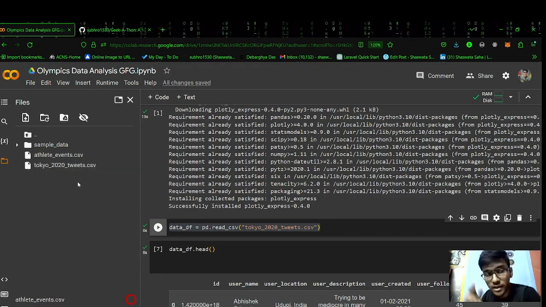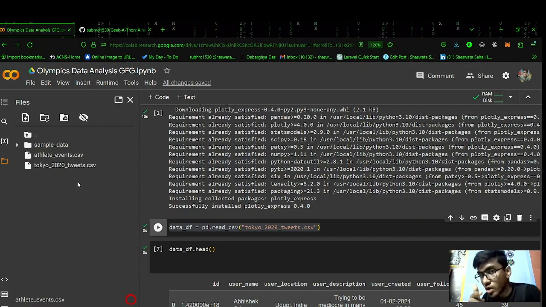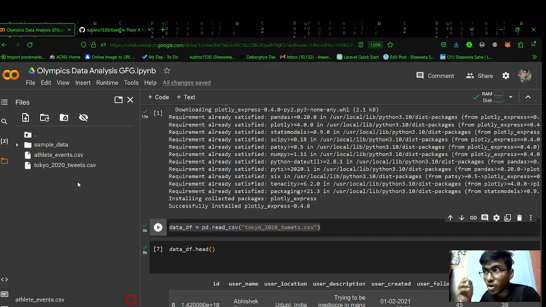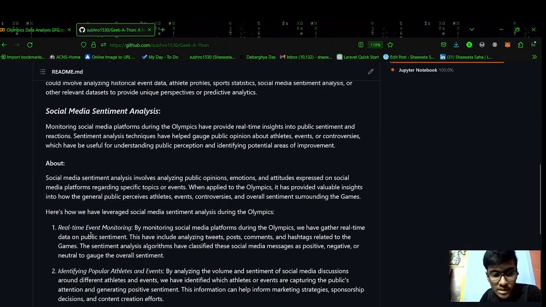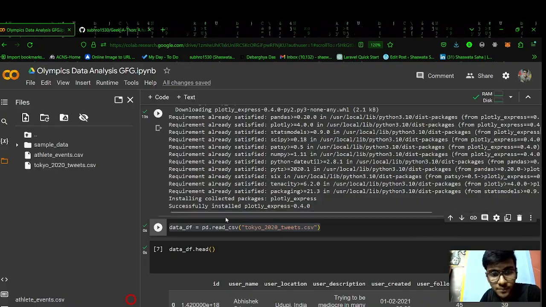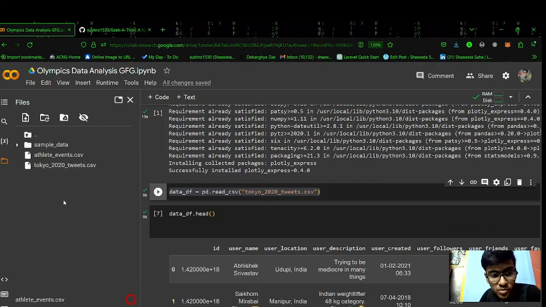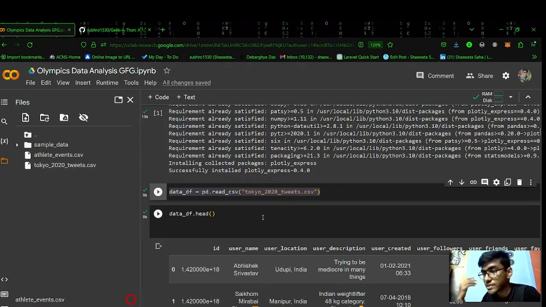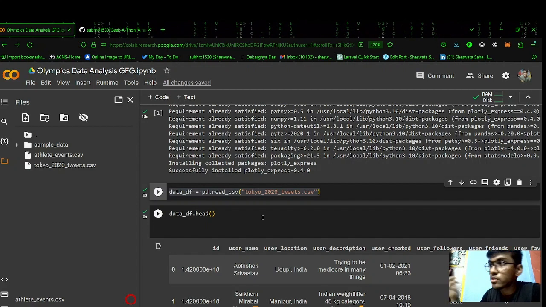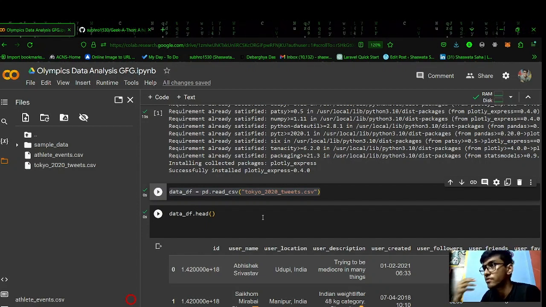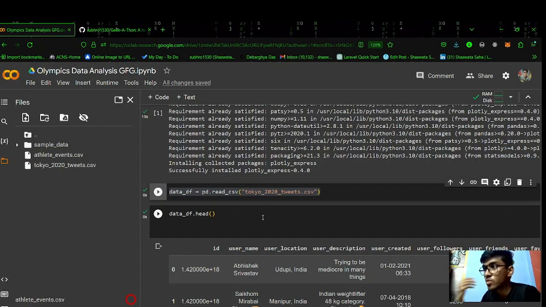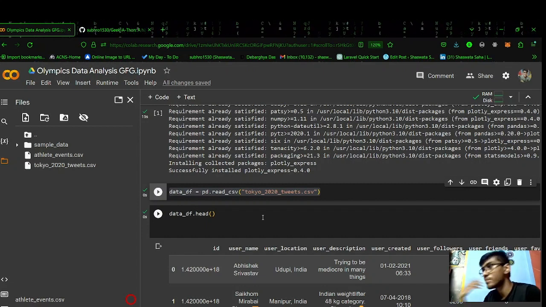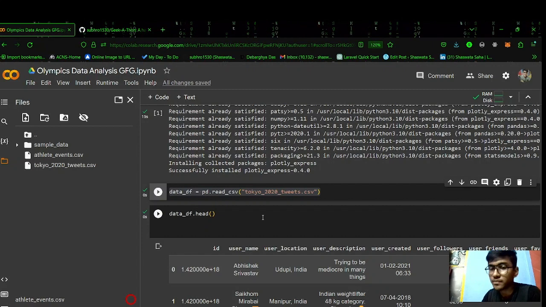The first file, athlete events.csv, has been used to solve the second, fourth, and fifth points of our target, which I mentioned here. Tokyo 2022 tweets is regarding the Tokyo Olympics, and for the sentiment analysis we needed the tweets of the people, because Twitter is the most used and highly recognized platform where people were posting during the Olympics.